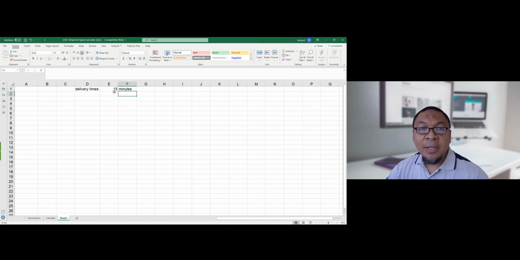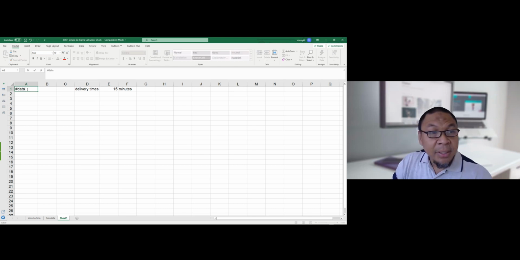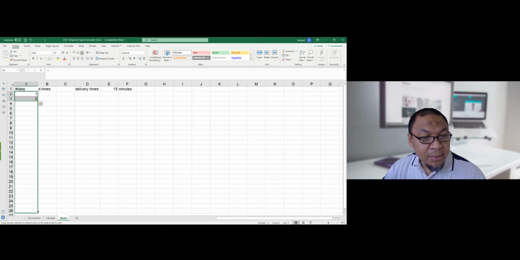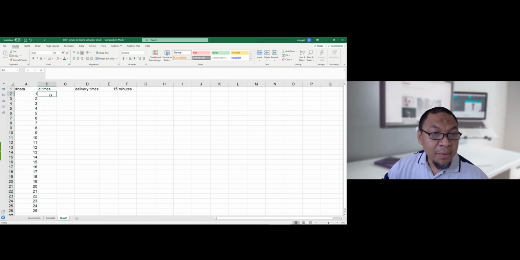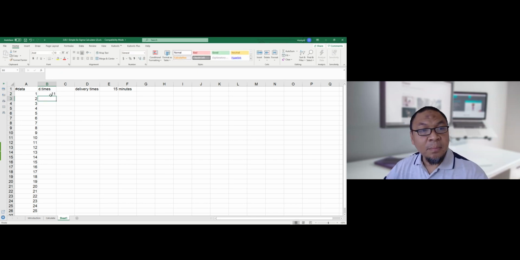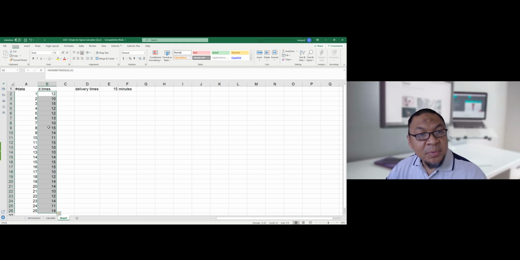And then we collect the data from day 1 onward. This is the number of data, and this is the delivery time. Let's say we have the first 25 customers. The delivery time I will generate randomly, between 10 and 15 minutes. Okay, so that is the delivery time.